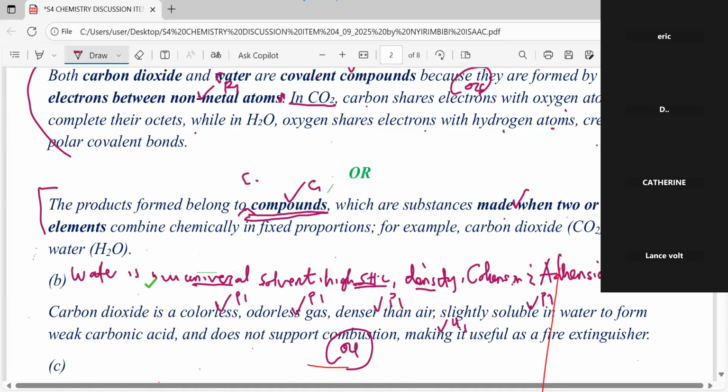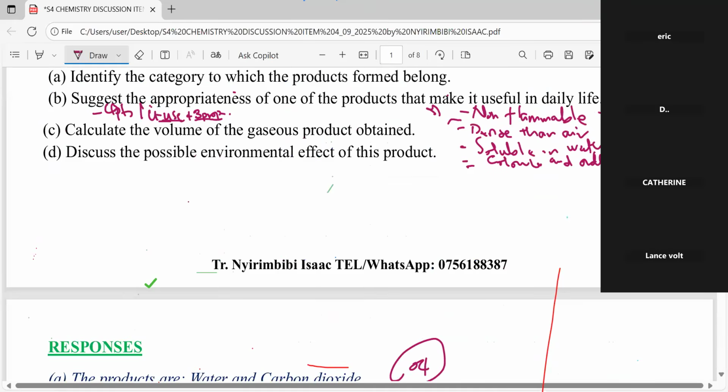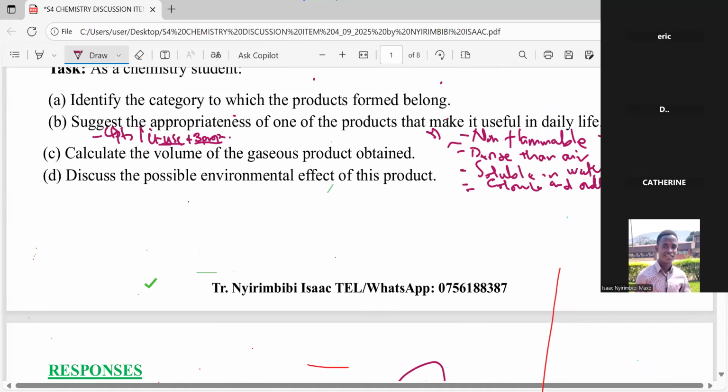Welcome. Okay, now let's go to part C. We have a number of questions to discuss, so let's look at part C. Who can read for us? Part C.